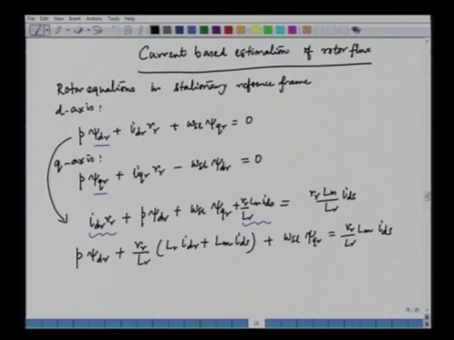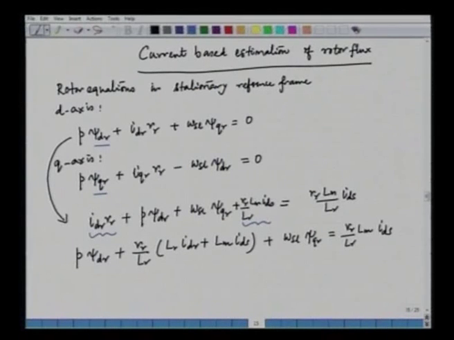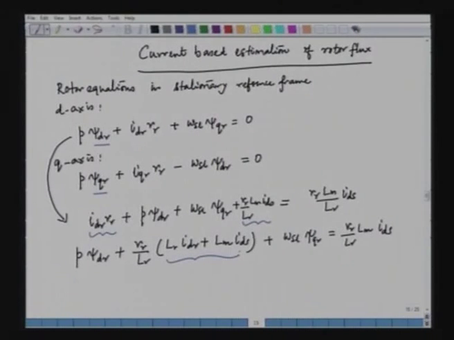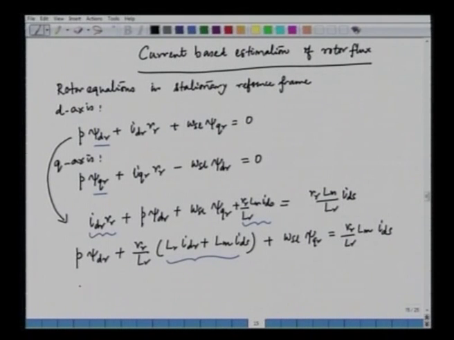In this equation, we know that the part of the second term is the rotor flux. So, this term will give us psi dr. We can again rewrite this equation in the following fashion: P psi dr plus, Lr by Rr is tau r, so 1 by tau r is the rotor time constant, into psi dr plus omega SL psi QR, that is equal to Lm by tau r into IDS.